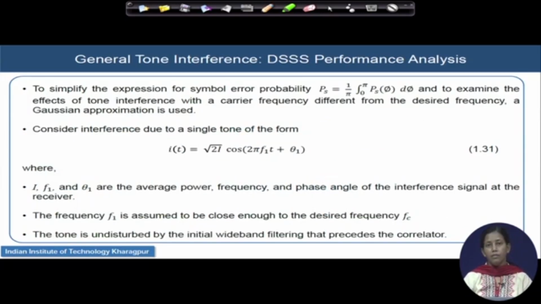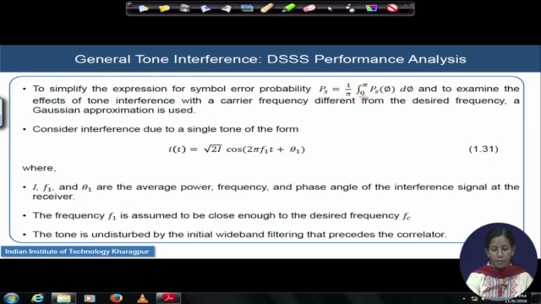Remember, in the last module we understood that the symbol error probability takes the form Ps equal to 1 by pi integrated over 0 to pi of Ps(phi), where Ps(phi) was the symbol error probability conditioned on phi, the relative phase of the interfering signal relative to the desired signal. In continuation, we will revisit this equation for the new interfering signal. To examine the effect of tone interference with a carrier frequency different from the desired frequency, we will utilize a Gaussian approximation for easy tractability of the mathematical derivation.